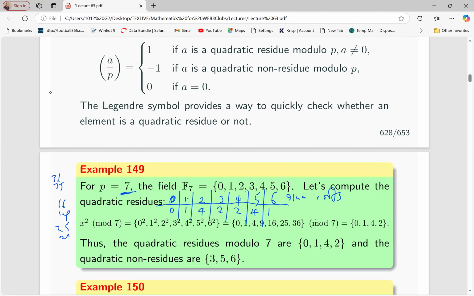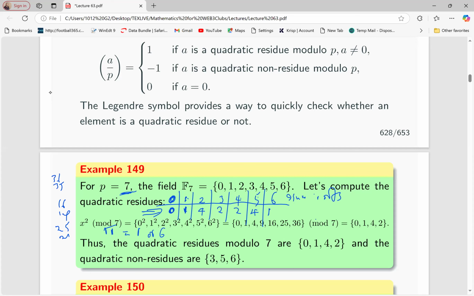So what does my table mean? My table means that whatever is at the bottom here has a square root. For instance, 0 has a square root, and the square root of 0 is 0. 1 has a square root, so the square root of 1 is 1 or 6. When you square 1, you get 1. When you square 6, you get 1. And I'm doing that mod 7.